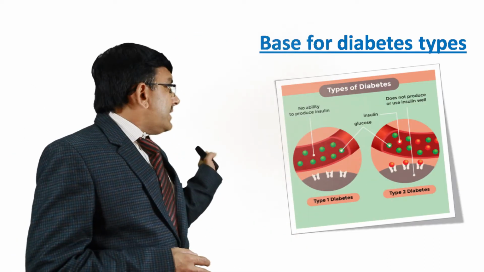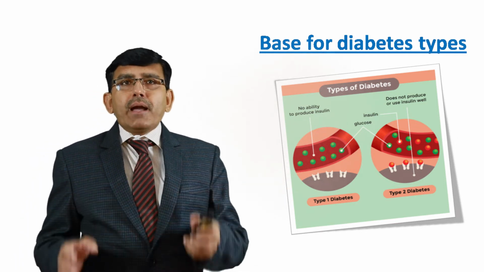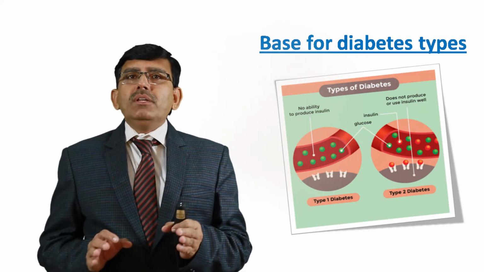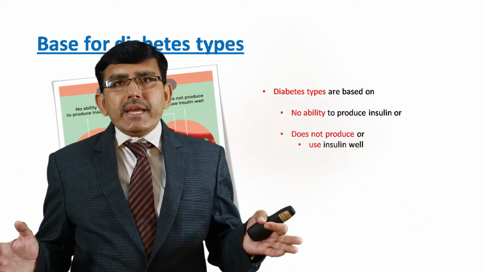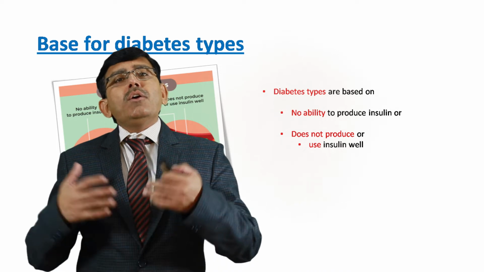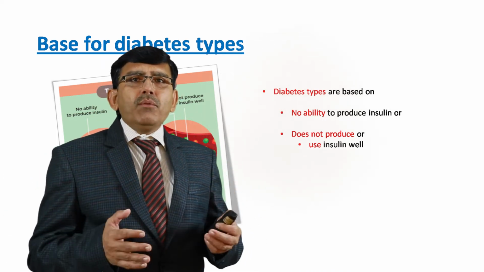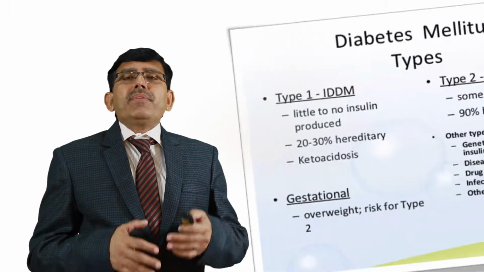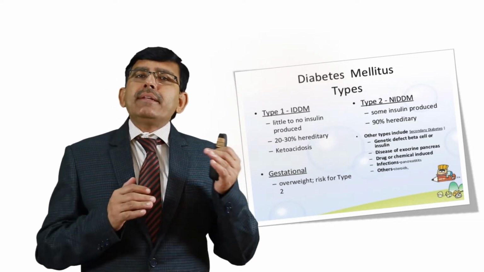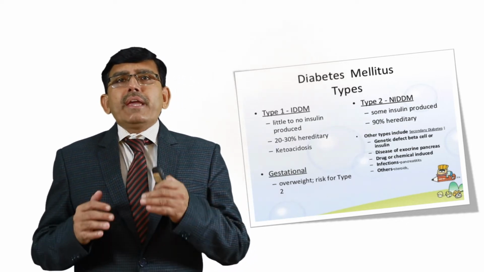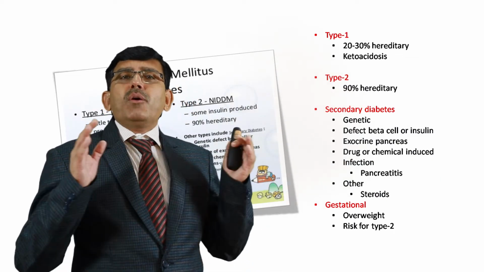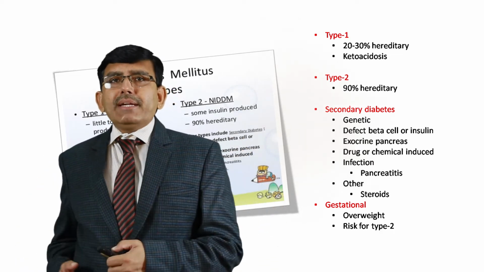Now here it has certain basic information about the types of diabetes. Diabetes types are based on the inability to produce insulin, or the body does not produce or use the insulin which has been released. Based on those types, 20 to 30% are from heredity in type 1, or it is due to ketoacidosis. In type 2, 90% are from heredity carried by their parents.